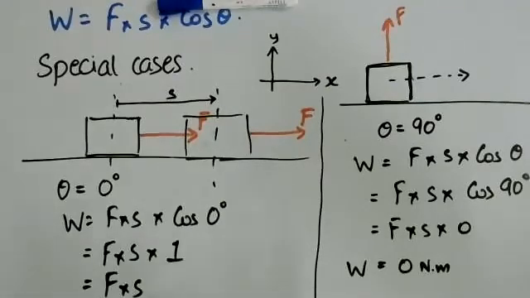So the type of question that you can be asked is, why is it that when a force is applied at right angles to the direction of motion of an object, no work is done?